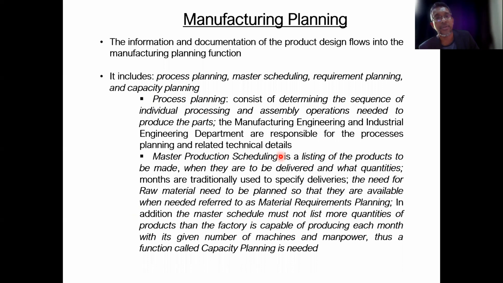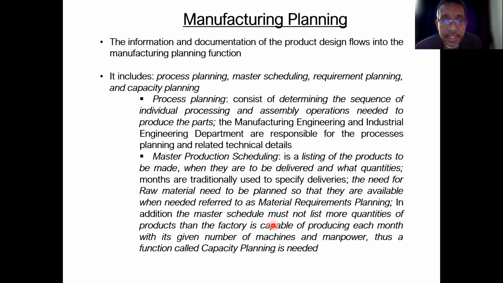And then they also have master production scheduling. Master production scheduling is a listing of the products to be made, when they are to be delivered, and what quantities, the order quantities by the customer. And then the raw material needs to be planned, and if the raw material is already available in the warehouse, for example, otherwise the material we need to order again. So they refer to the material requirement planning.